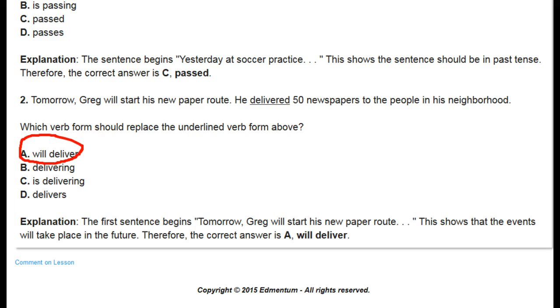The first sentence begins, "Tomorrow Greg will start his newspaper route." This shows that the events will take place in the future. Therefore, the correct answer is A, will deliver.